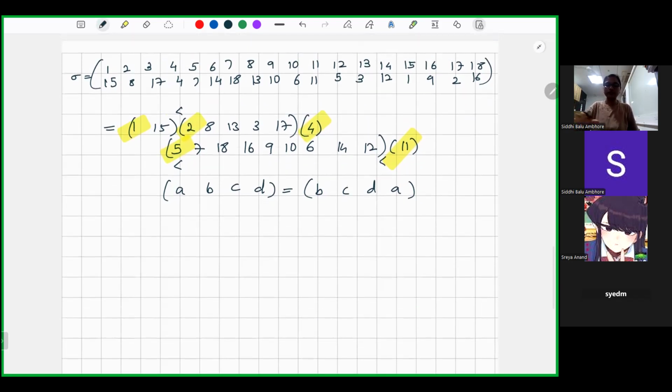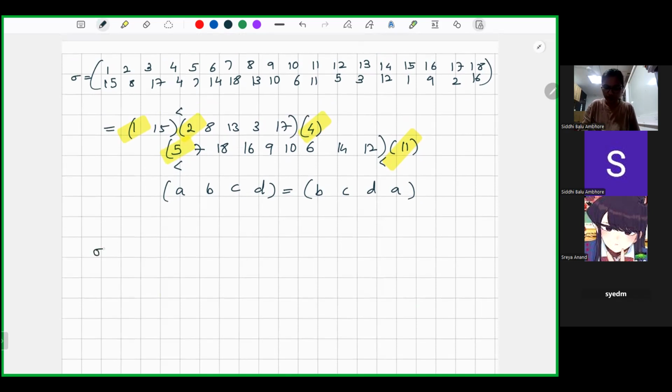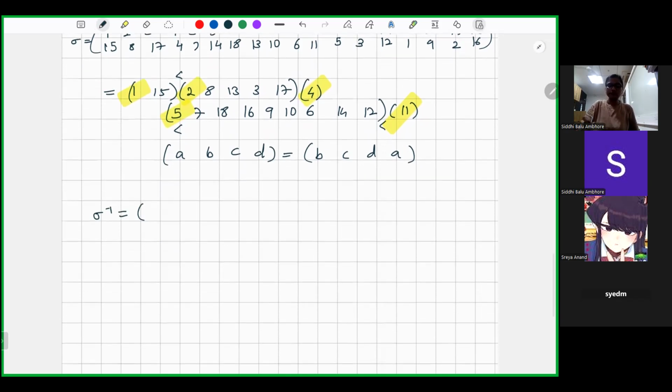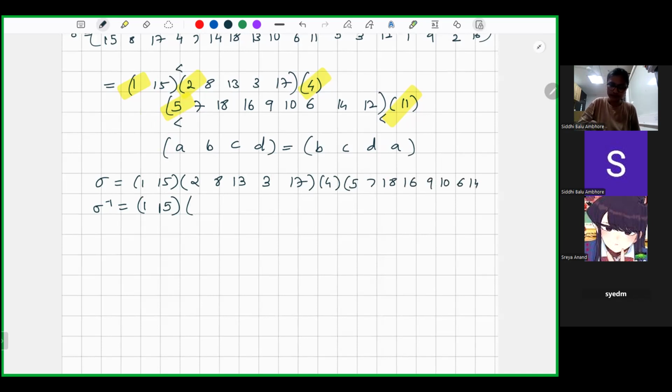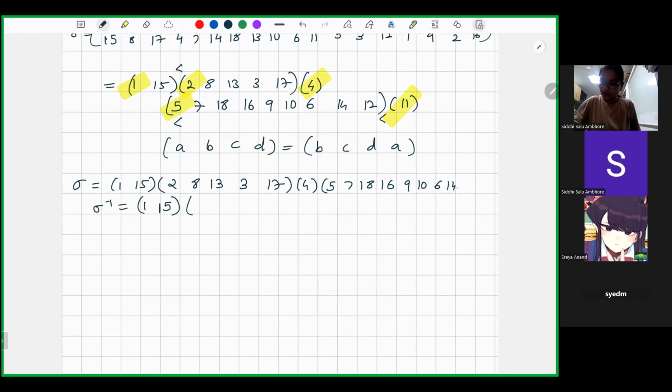So now, this is my cycle, and we have to calculate the inverse of this. So sigma inverse will be what? For 1 and 15, for a transposition, its inverse is the transposition itself. So for (1 15), it is the same (1 15). So I will write this here. This is my sigma: (1 15), (2 8 13 3 17), (4) as it is, and then (5 7 18 16 9 10 6 14 12), and (11). And now I'm writing its inverse.